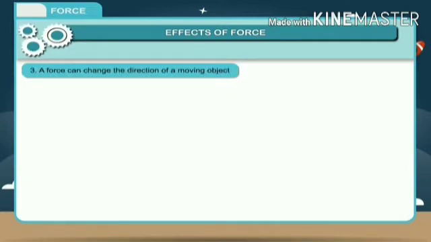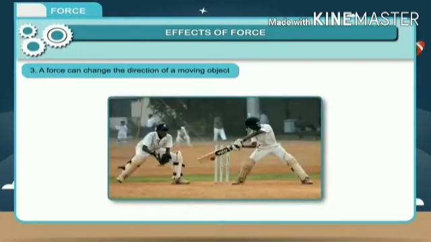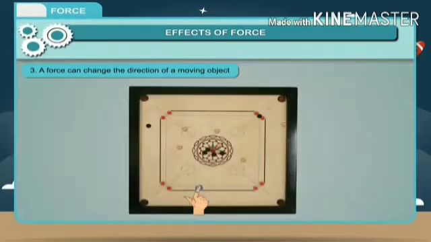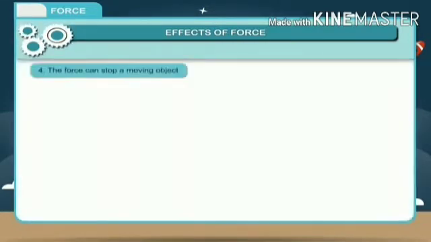3. A force can change the direction of a moving object. For example, a batsman changes the direction of a moving ball by tilting the cricket bat. You can change the direction of a carom coin when you hit it at an angle with a striker.